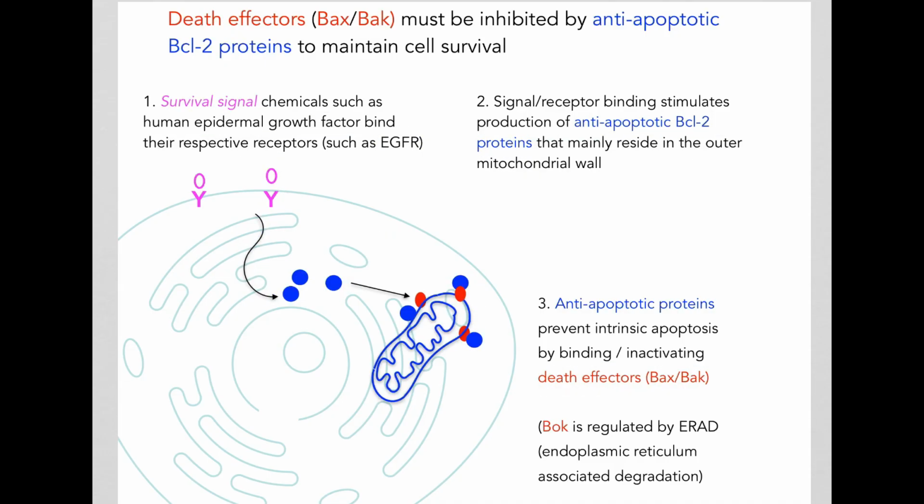So this binding is mostly on BAX and BAK, while BOK is regulated by the ERAD, the endoplasmic reticulum-associated degradation pathway.